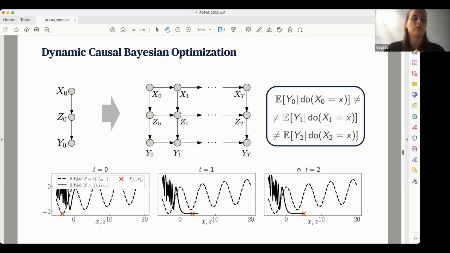It changes both in terms of variables. So at time 0, the optimal is an intervention on Z, time 1 is an intervention on X, but also in level. So at time 1 the optimal intervention is at X around, let's say, 0.5, and then at time equal 2 is at X at level 1.